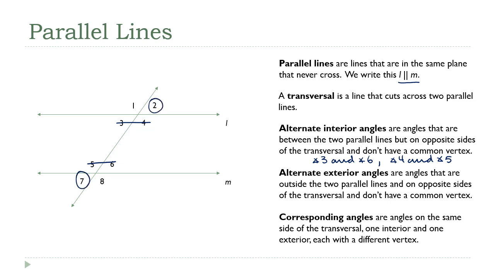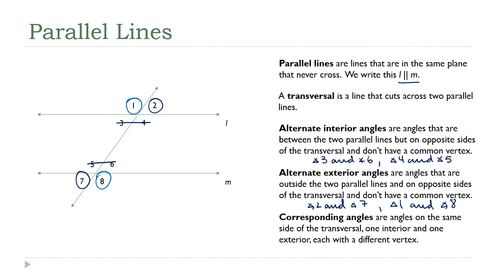So let's make my list here again. Angle 2 and angle 7, and angle 1 and angle 8. Those are also outside the parallel lines, on opposite sides of the transversal, and they don't have a vertex in common. So we've got two pairs of this kind of angle.